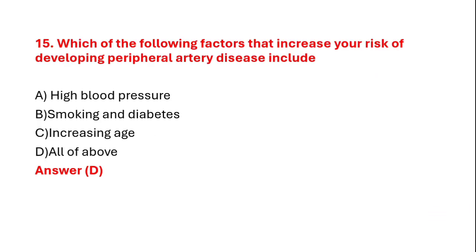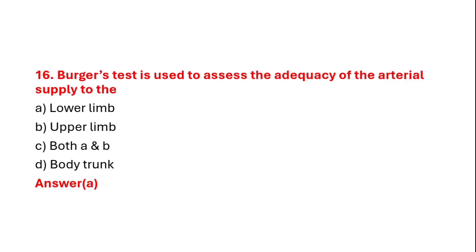Question number 15. Which of the following factors that increase your risk of developing peripheral artery disease include? Option A, high blood pressure. Option B, smoking and diabetes. Option C, increasing age. Option D, all of above. Correct answer is option D, all of above.